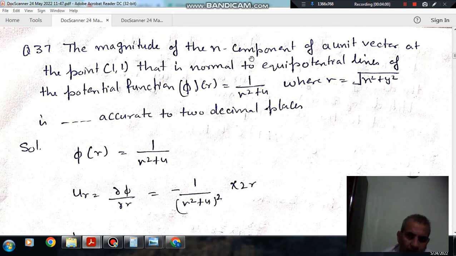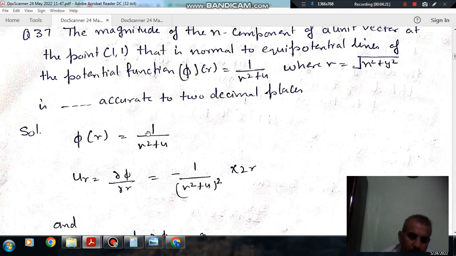Next, the magnitude of the x component of a unit vector at the point (1, 1) that is normal to the equipotential lines of the potential function phi(r) equal to 1 by (r square plus 4), where r is root of x square plus y square, is equal to 2 raised to the power.